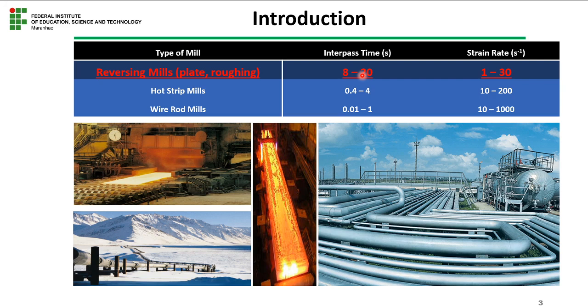And during the rolling process, we have these kinds of parameters that can be seen. We have the reversing mill, that is plate and roughing. Normally, the interpass time between strains is between 8 and 20 seconds, and the strain rate varies from 1 to 30. We are concentrating on this one here, the reversing mill, because our main research is focused on this kind of process.